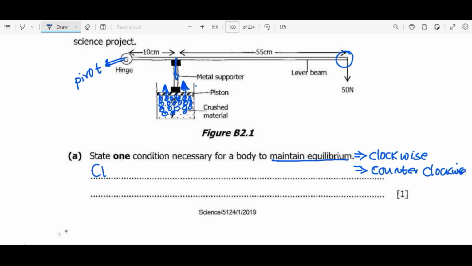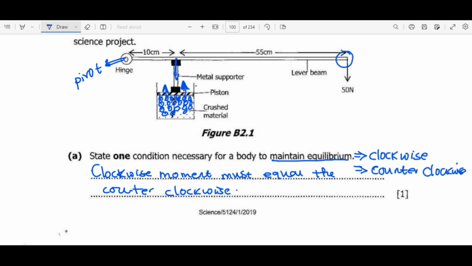So say clockwise moment must equal the counterclockwise moment. So that is our point here.